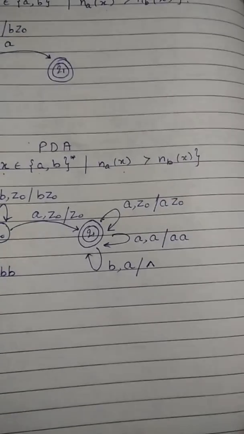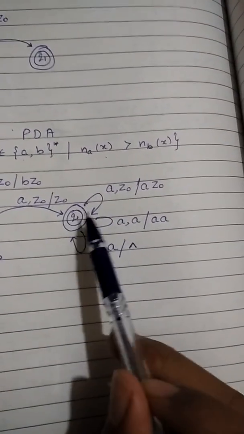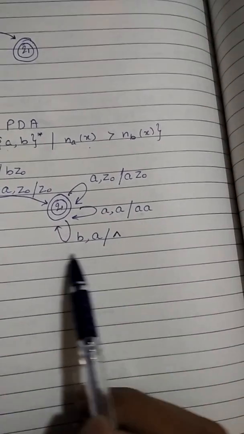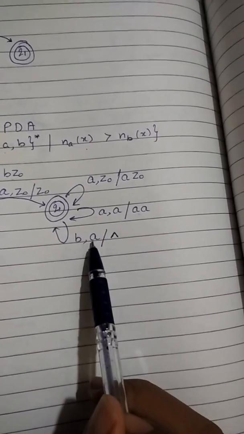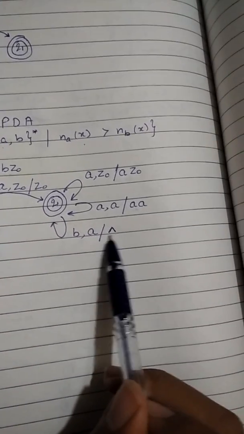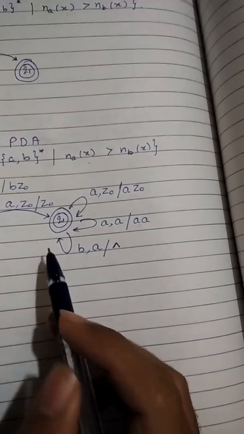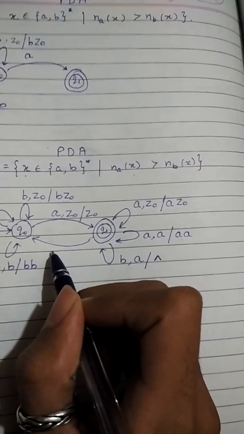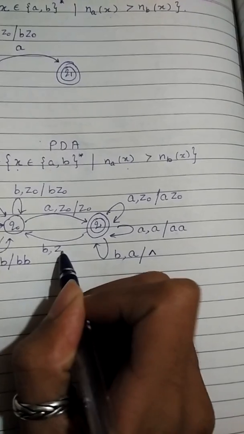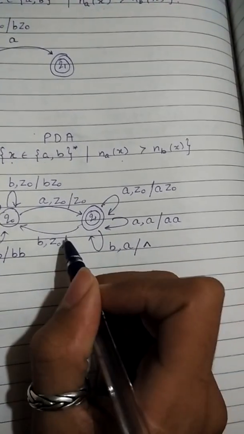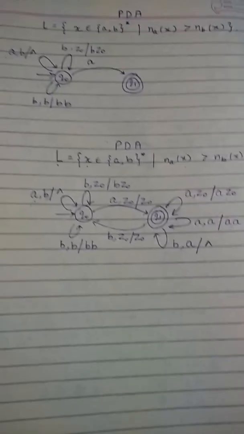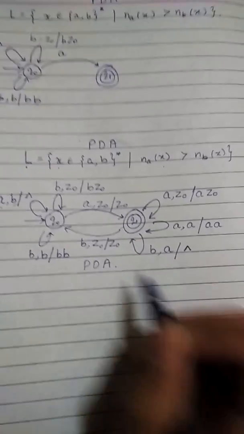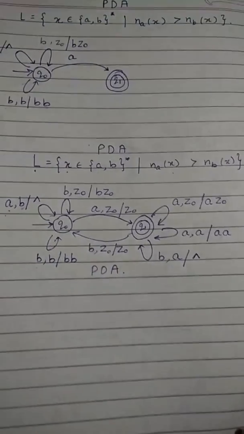So here basically what we are doing is, at Q1 if we get an a, we are adding it onto the stack. Now if we get a b, we'll be deleting a corresponding a by replacing it with null. Now a condition may occur: if we get a b and the stack top is Z0, we'll go back to Q0 and replace it with Z0. So this is our pushdown automaton corresponding to the language L.